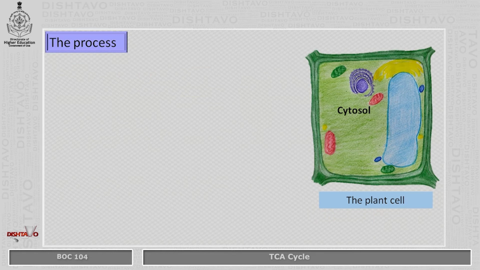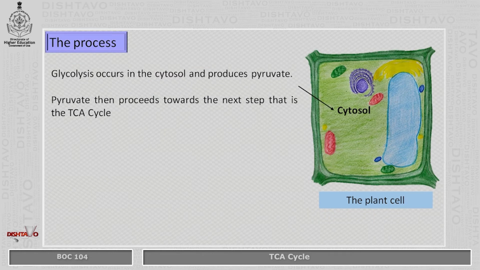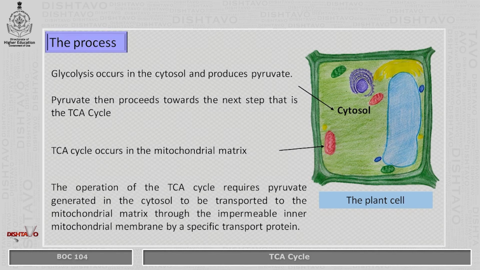The process: we all know glycolysis occurs in the cytosol and produces pyruvate. The pyruvate then proceeds to the next step, that is the TCA cycle. But the TCA cycle occurs in the mitochondrial matrix. Therefore, the pyruvate generated in the cytosol has to be transported to the mitochondrial matrix through the impermeable inner mitochondrial membrane, and this is done by a specific transfer protein.